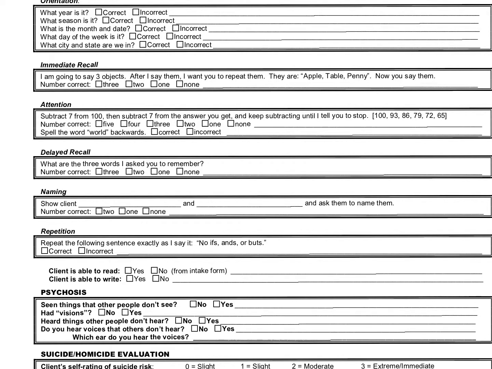Now repeat the following sentence as I say it. No ifs, ands, or buts. Most clients will get that correct. Again, it's more related to cognitive functioning, elements of dementia. Sometimes people will have difficulty being able to repeat a sentence like that.